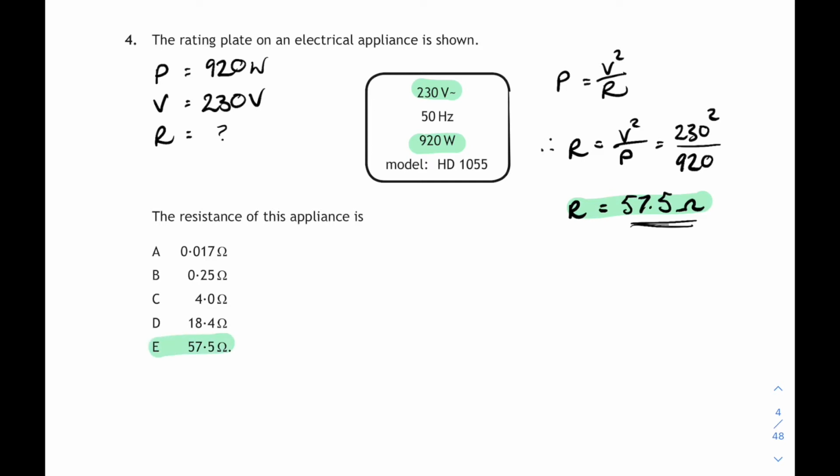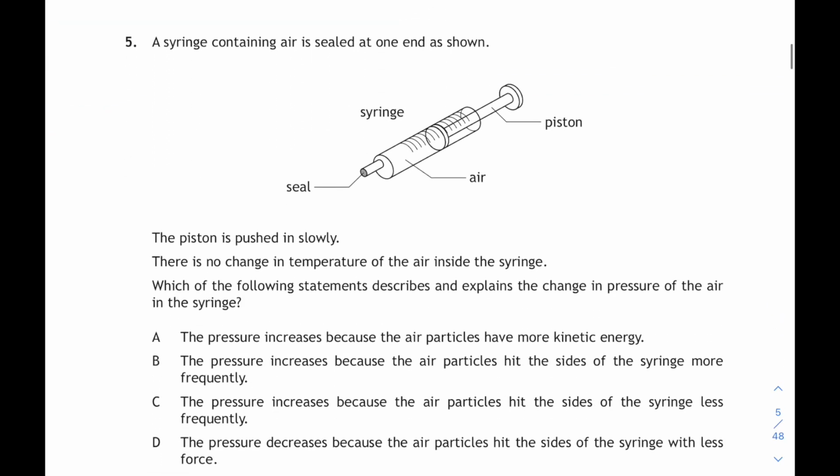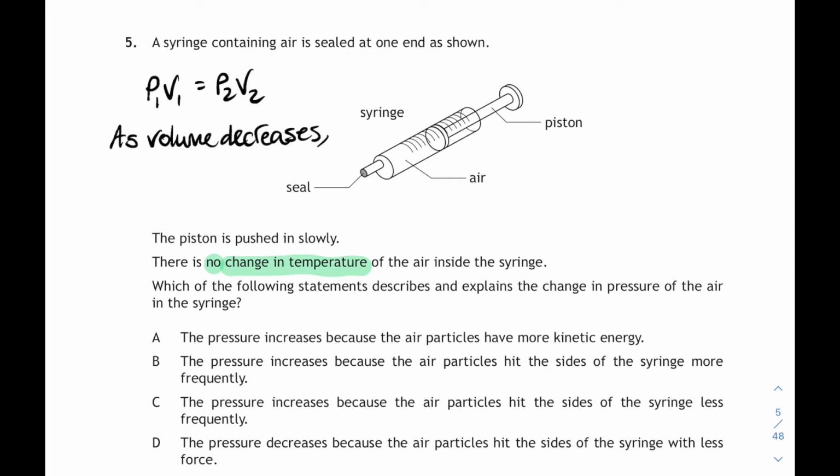Okay then, moving on to question 5, and question 5 is properties of matter and the gas laws. A syringe containing air is sealed at one end as shown, and the piston is pushed in slowly, and there's no change in temperature of the air inside the syringe. So the volume is going to go down, the pressure is going to go up. Which of the following statements describes and explains the change in the pressure of the air in the syringe? Well, here's a relationship for pressure and volume. P1 V1 equals P2 V2. So the pressure times the volume is a constant. As the volume goes down, the pressure goes up.